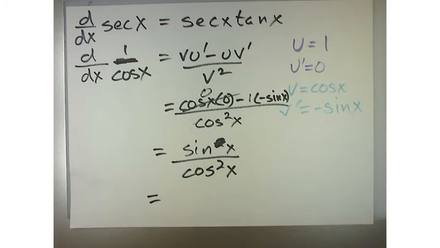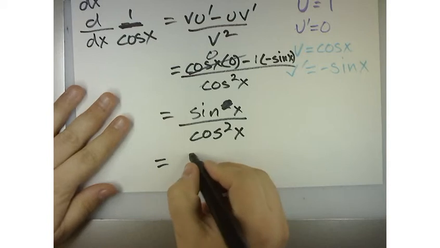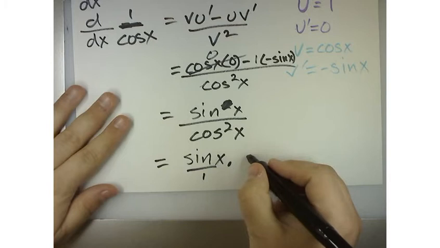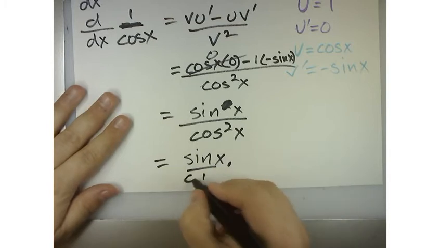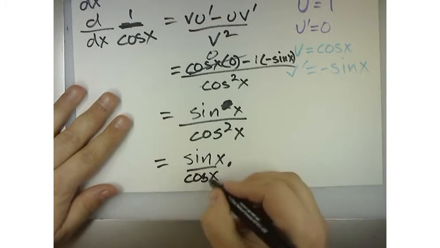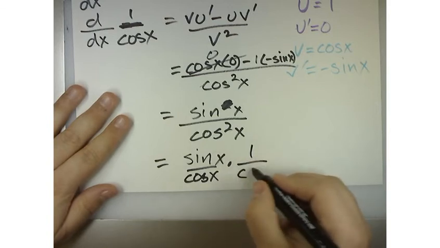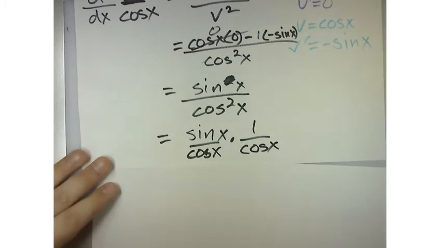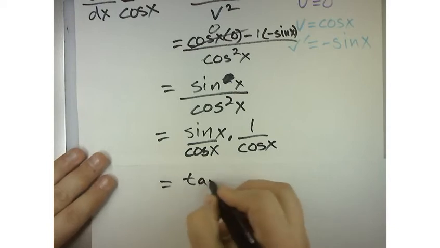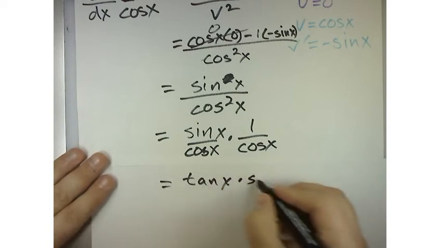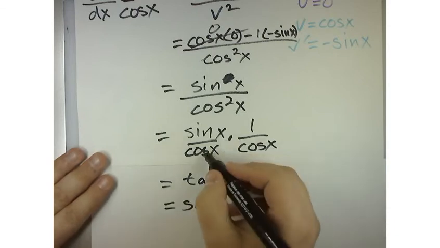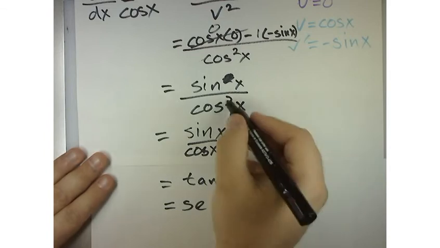Well, let's think about this. What if I were to say sine of x over cosine times 1 over cosine of x? What's that? Sine of x over cosine of x is tangent. And this is secant. So then I could say that this is tangent times secant, and I did it backwards on purpose. Where did the squared go? Well, what's cosine of x times cosine of x? Cosine squared.